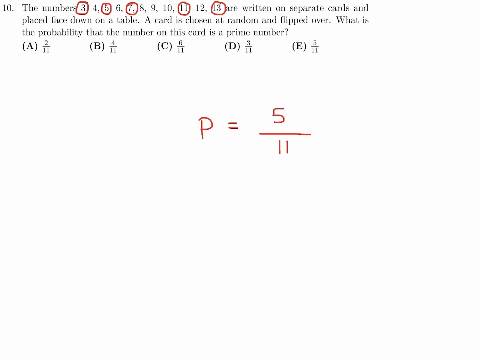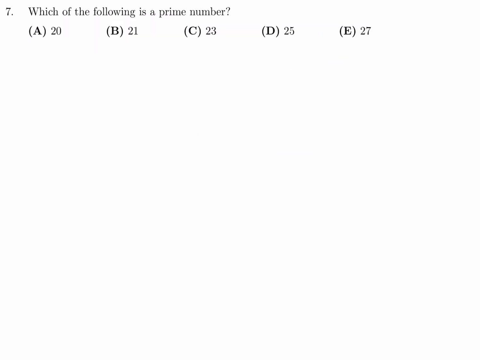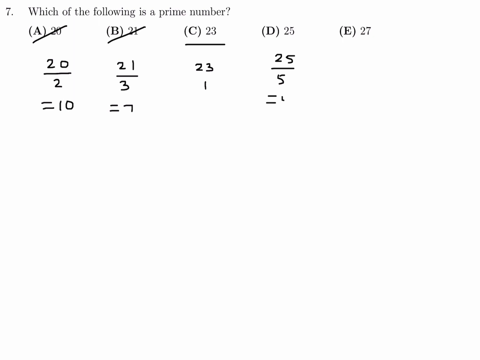And number 10, the answer is E. Which of the following is a prime number? Prime number is a number that cannot be divided by anything except 1 and itself. 20 is divisible by 2, right? So that's not prime. 21 is divisible by 3. So that's not prime. 23 is divisible by only 23 and 1. So it is a prime. 25 is divisible by 5. And 27 is divisible by 9. So the prime number in here is 23, which is choice C.